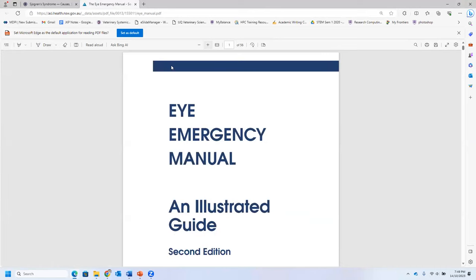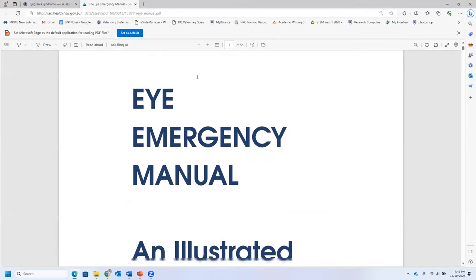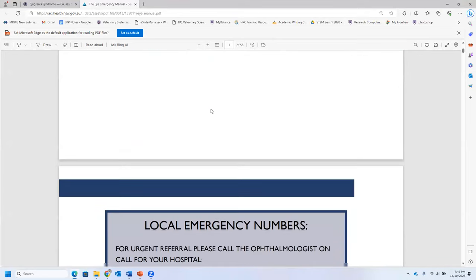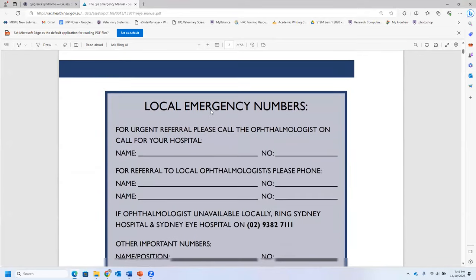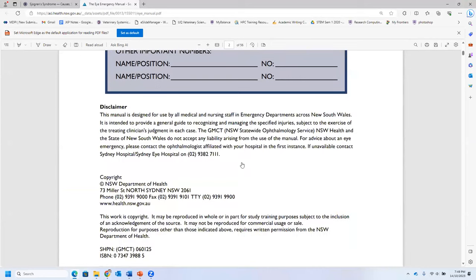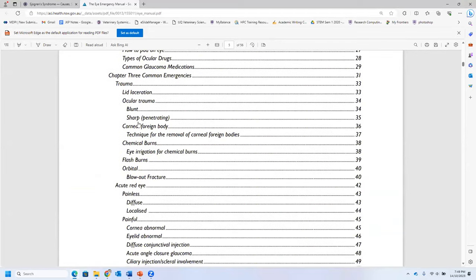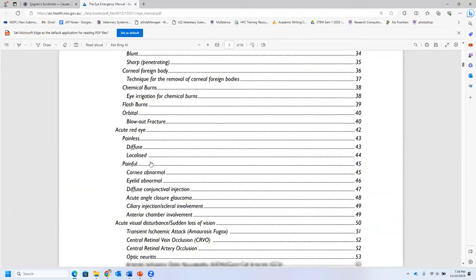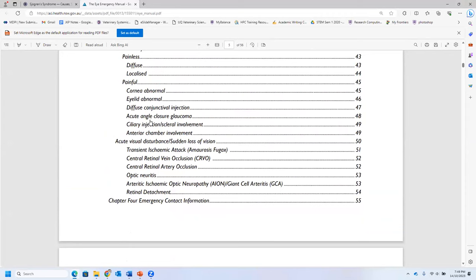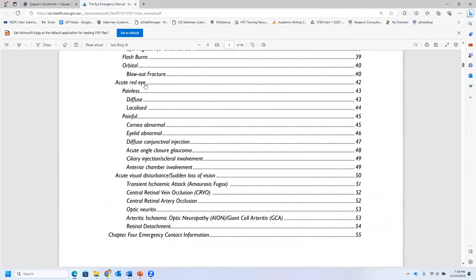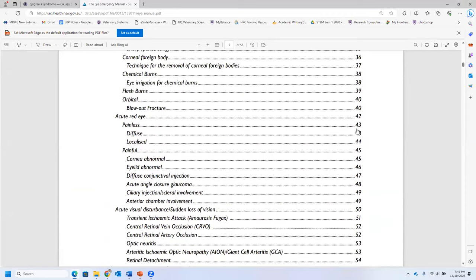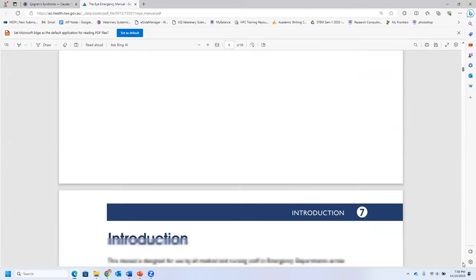So this has everything you need regarding ophthalmology in your exam. So let's quickly go to slit lamp, trauma. See, everything is there. Conjunctivitis, I'm looking for conjunctivitis. Okay, let's move to page 42 quickly.